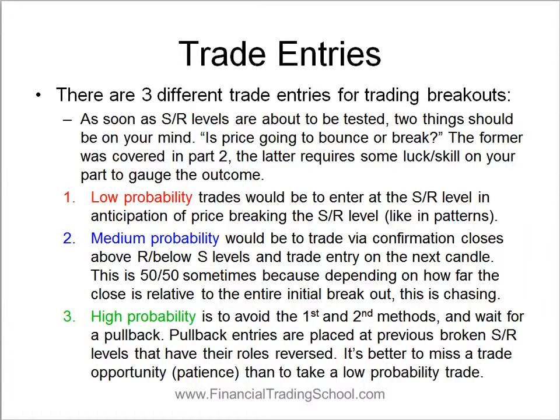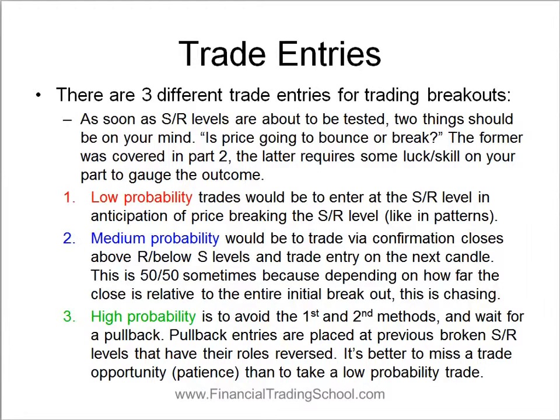So there are three things. The first is a low probability trade. Low probability trades would be to enter at the support resistance level in anticipation of price breaking the SR level, like in patterns. So if you have, say, an ascending triangle or a descending triangle or whatever butterfly formation or double top or whatever you want to use, if you know what the pattern is going to look like and you anticipate it's going to go in a certain way, then you might trade ahead of that. But that's anticipation, and anticipation is not the best way to trade, because what we're trying to do is react to the market rather than predict what's going to happen, which is why this is a low probability.